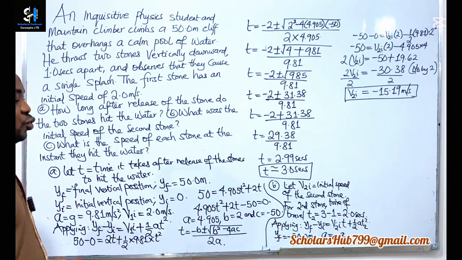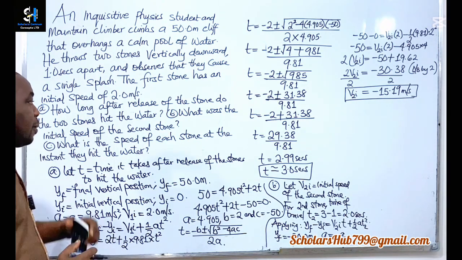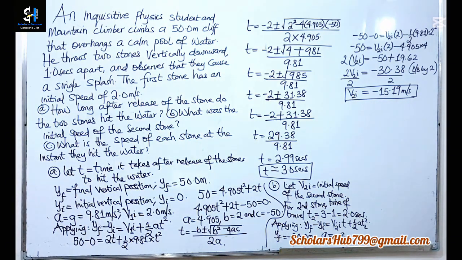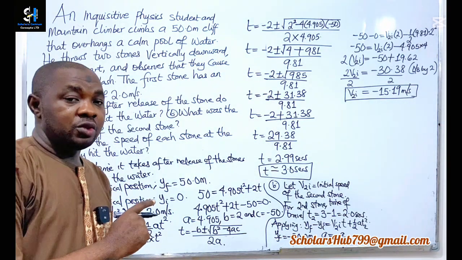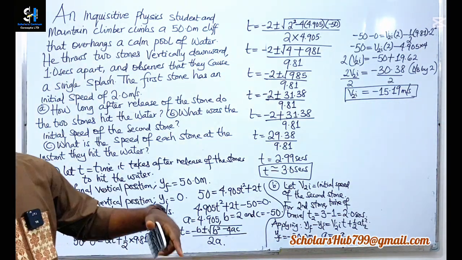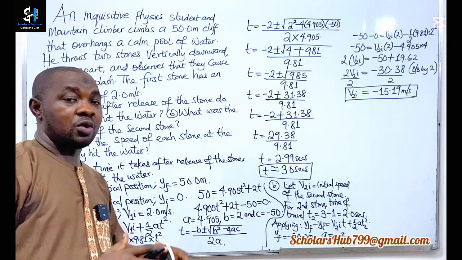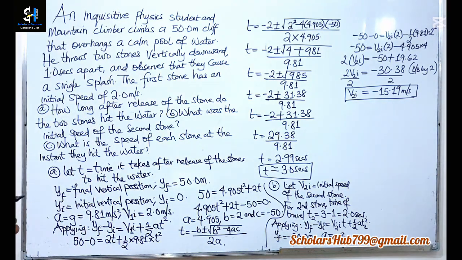So this is the initial speed of the second stone. We can approximate that to be -15.2 meters per second. The value is negative because the direction is downward.